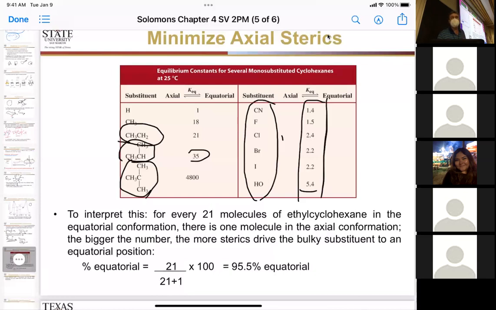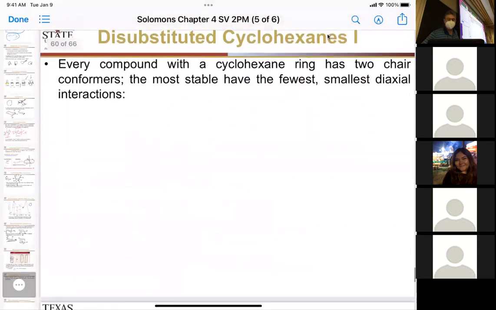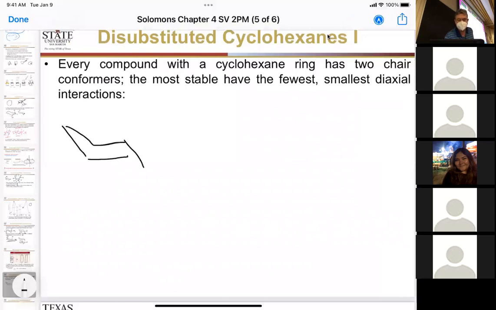let's see what happens if you put 2 on there. Okay, so I'm going to draw another cyclohexane. This one right here, CH3, H, CH3, H. Okay. Just randomly put 2 methyl groups on there. Are these 2 methyl groups in the axial or equatorial position? These are in the equatorial position. So they're probably pretty happy here right now.